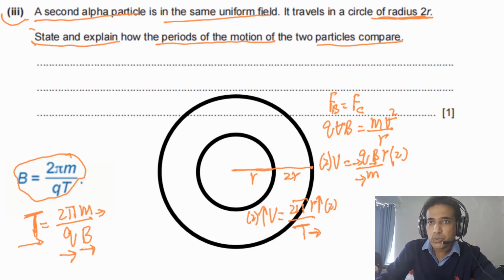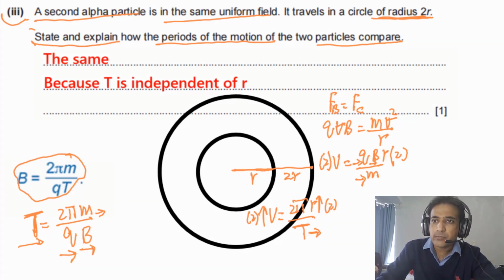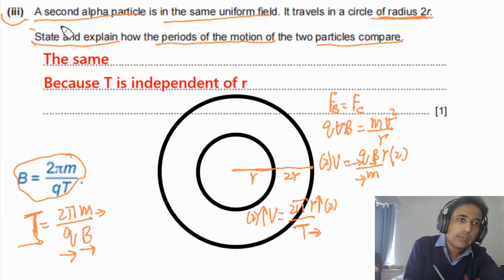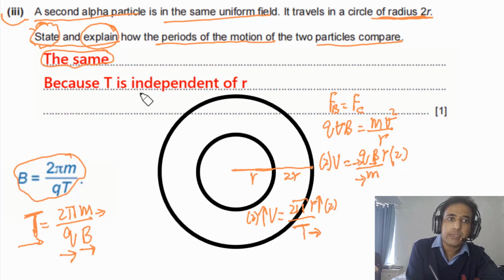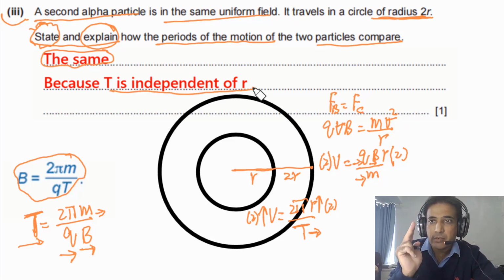Now let me show you how you can write down the answer. You have to write down simply 2 points. First of all, you have to state, very important, you have to state "same", so that when the examiner marks your paper, the examiner will see whether you have stated it or not, and you will get marked for that. And second, you have to explain. So if you have written T is independent of r, you will get 1 mark for this question.